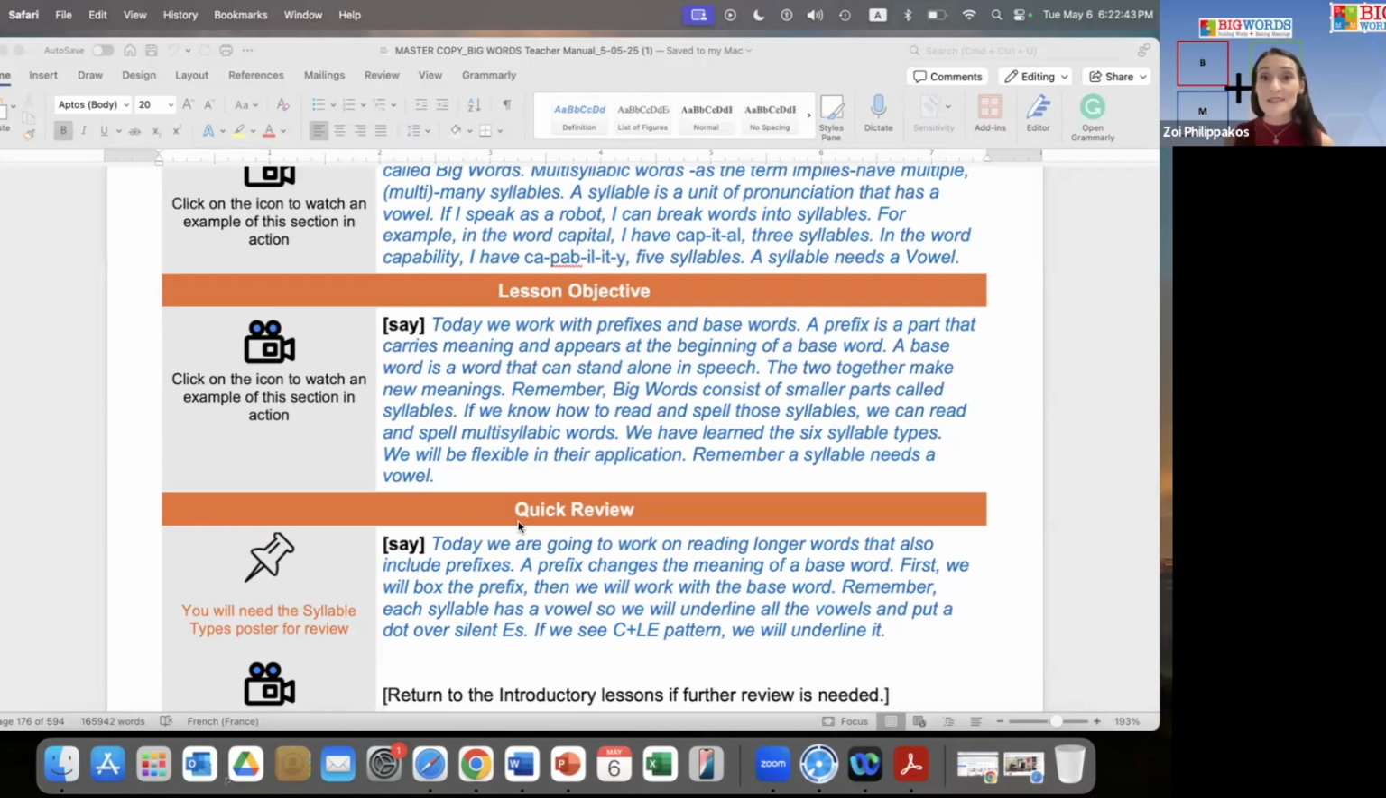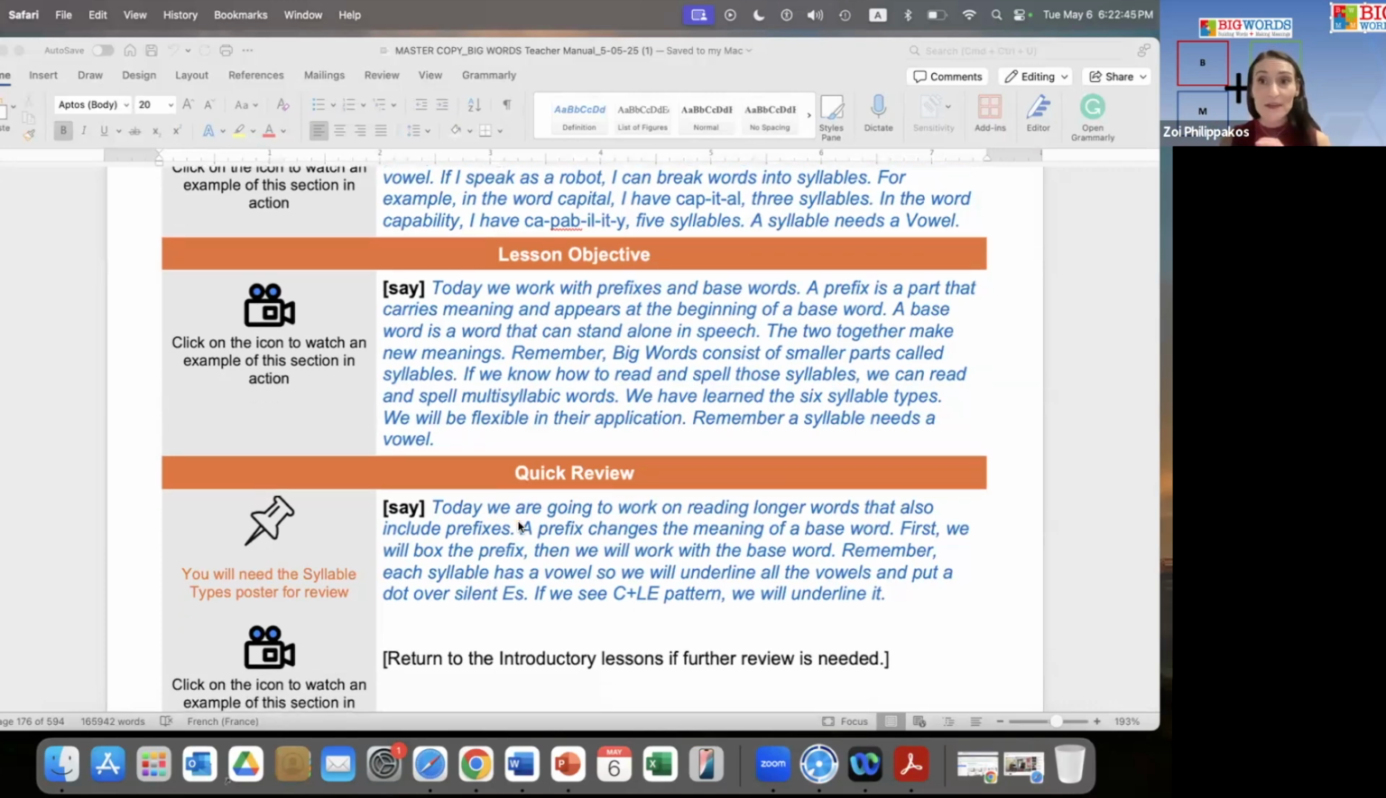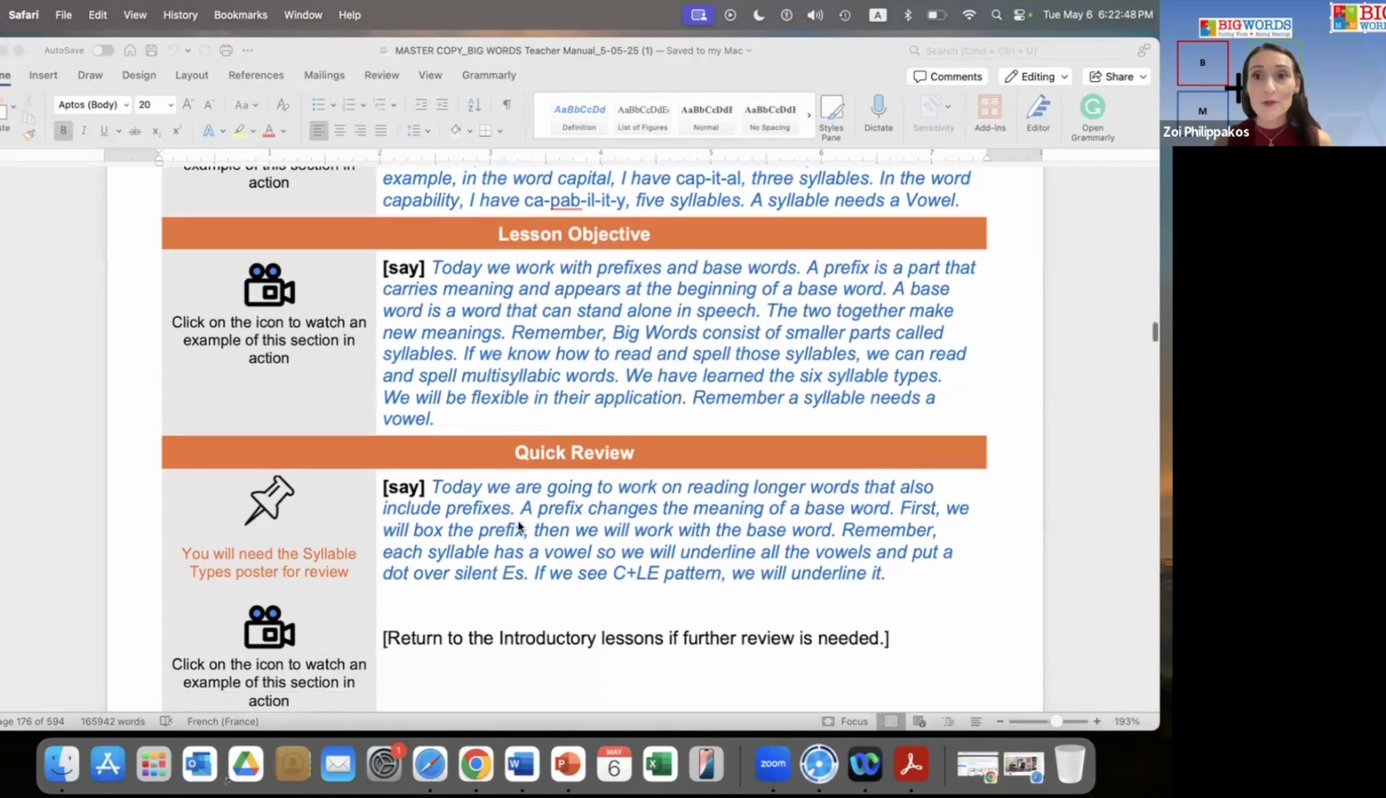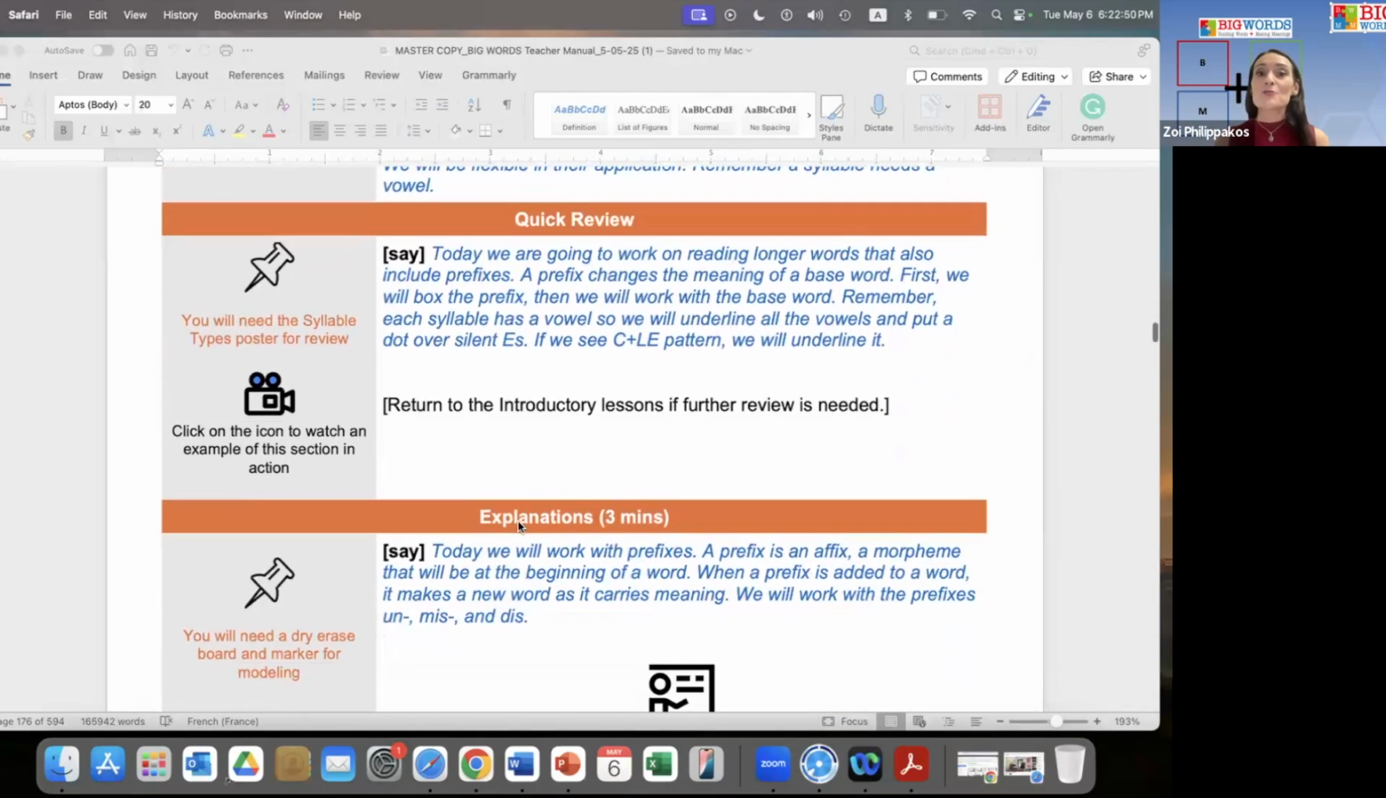We have learned the 6 syllable types. We will be flexible in their application. Remember, a syllable needs a vowel. Today, we're going to work on reading longer words that also include prefixes. A prefix changes the meaning of a base word. First, we will box the prefix.